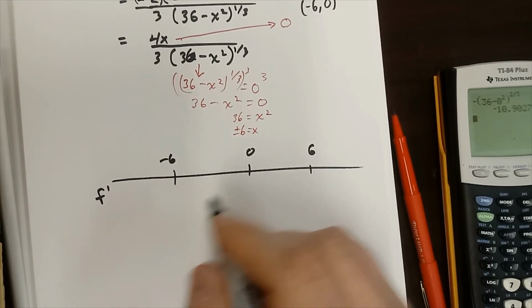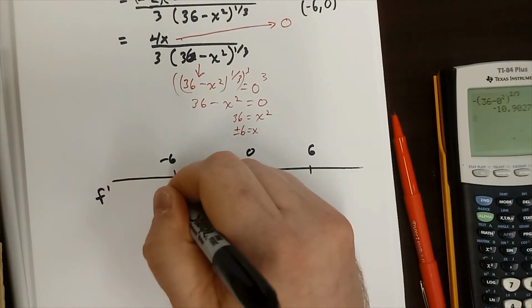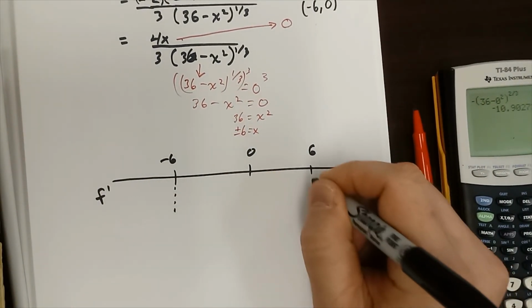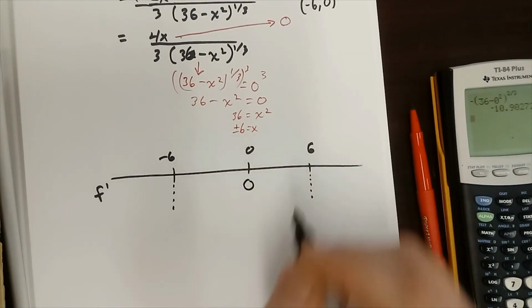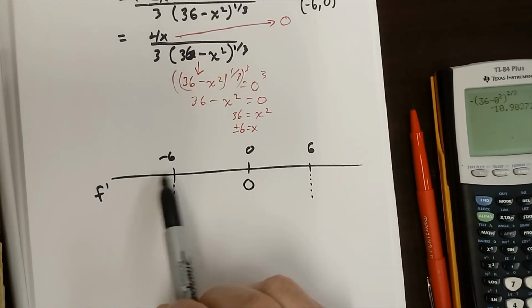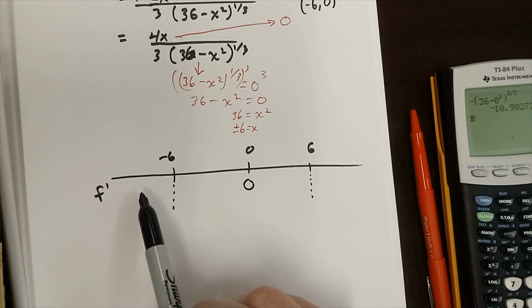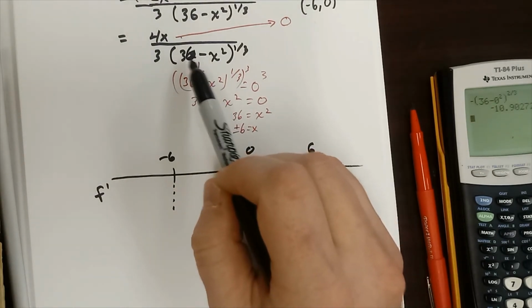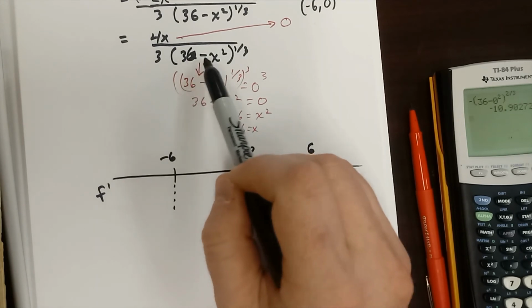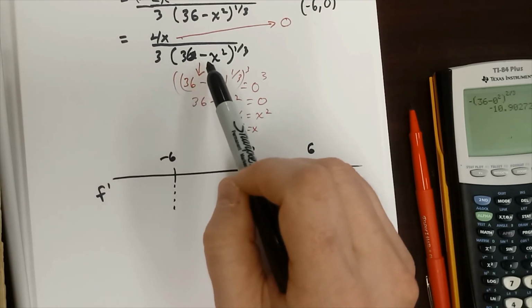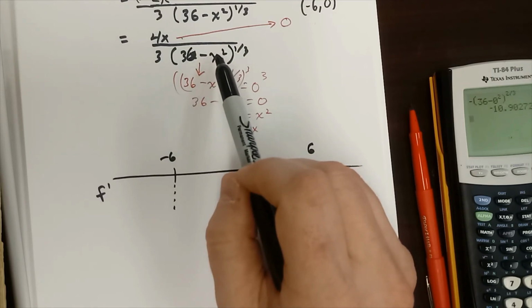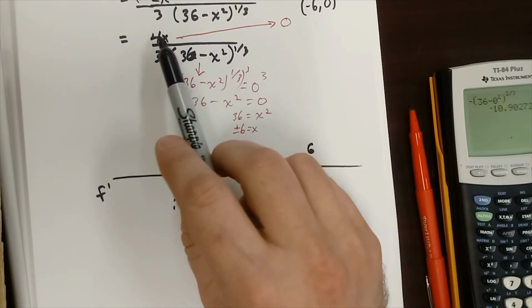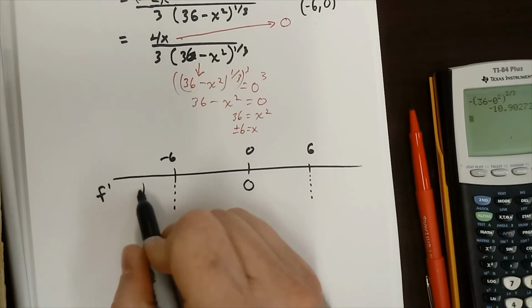So at negative 6, it was undefined. So I'm going to draw a little asymptote to remind myself, and then an asymptote to remind myself, and then at 0, it was 0. So let me try something less than negative 6, like negative 100. 36 minus negative 100 squared. That's 36 minus a huge number. The cube root of a negative huge number is still a negative number. So that's going to be negative, but then the top is also negative, so the whole thing's positive.